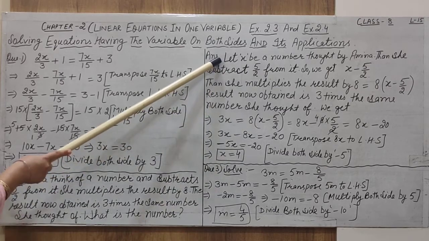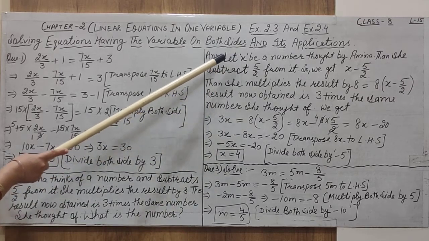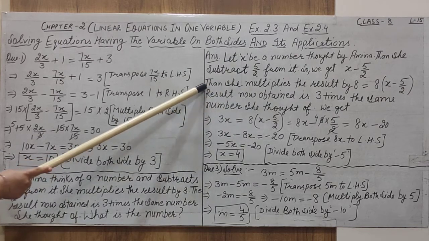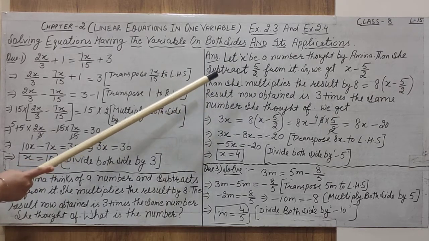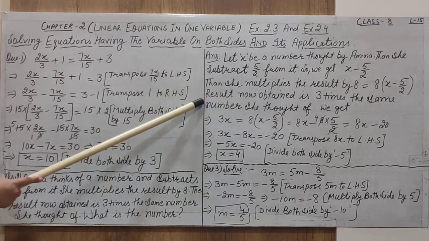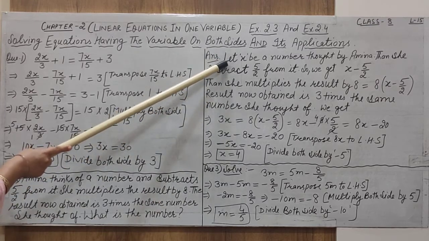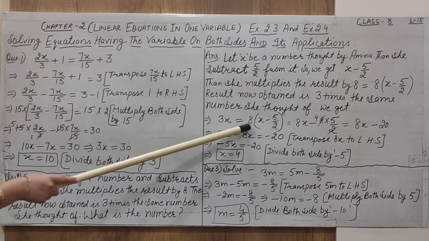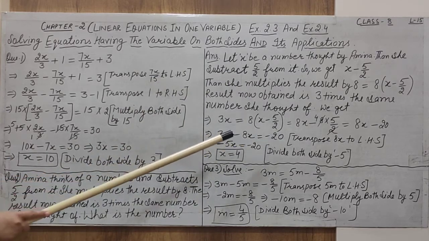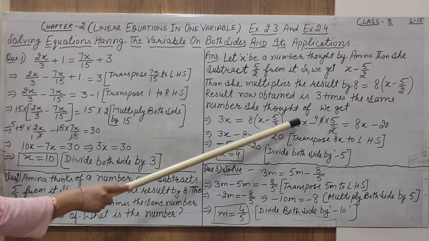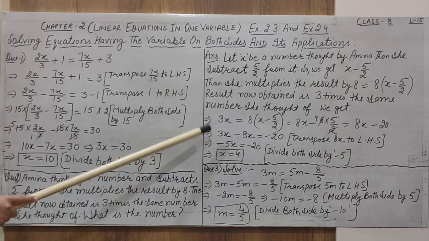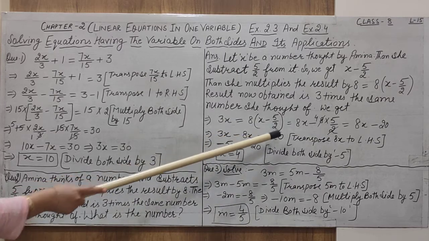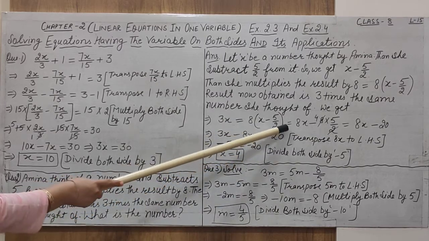First, Amina thought of a number, then 5/2 is subtracted from that number, then 8 is multiplied with the result, then this result is equal to 3 times of that number, that is x. So 3x is equal to 8 into x minus 5/2. Now you have to solve this equation. First of all, multiply 8 with both the terms so that we get the right hand side.